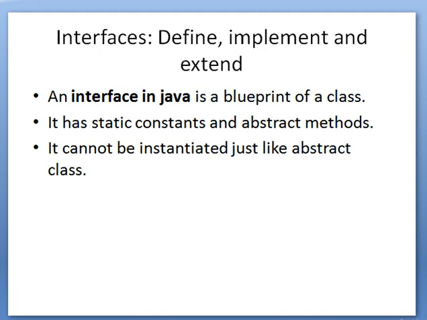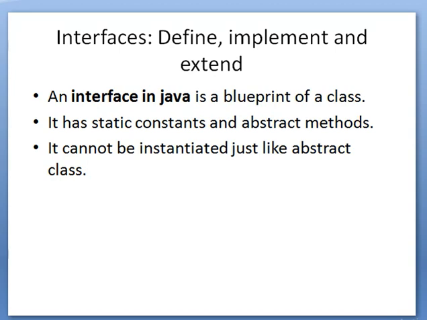So in this slide we are learning interface. We will learn definition, implementation, and how we utilize interface by using the extend keyword. An interface in Java is a blueprint of a class. It has static, constant, and abstract methods. It cannot be instantiated, just like an abstract class.